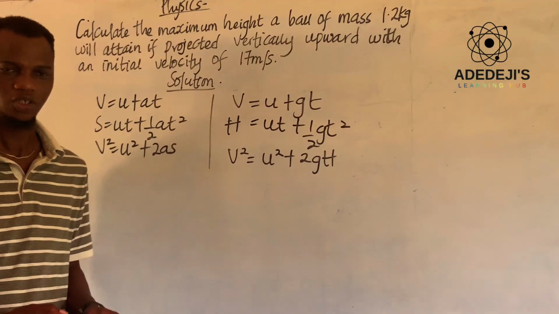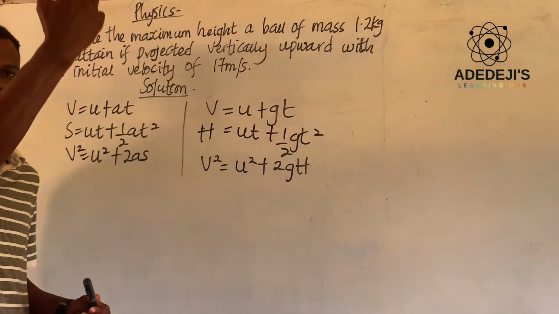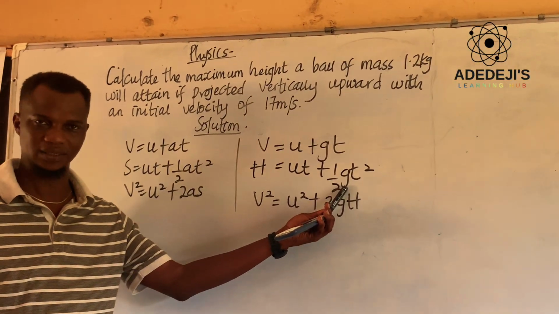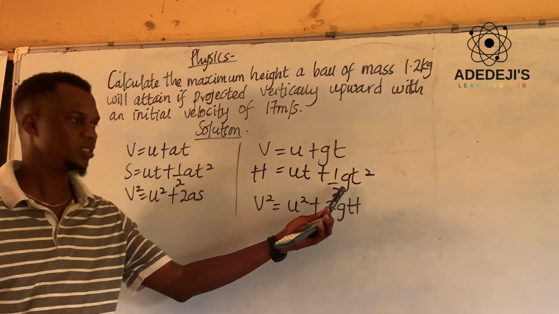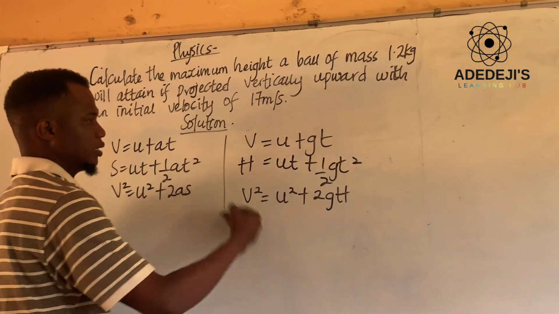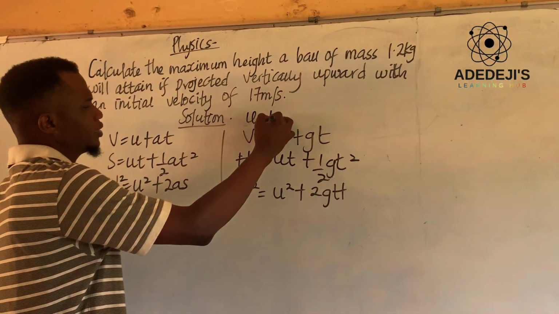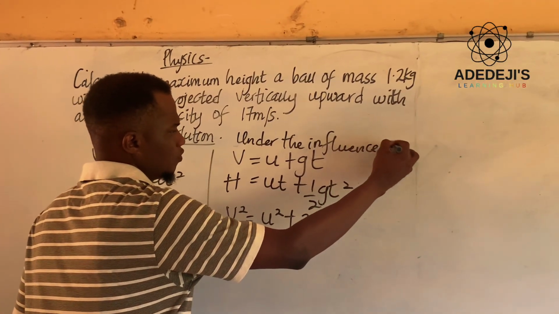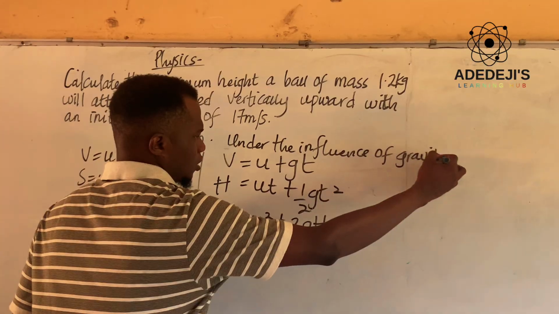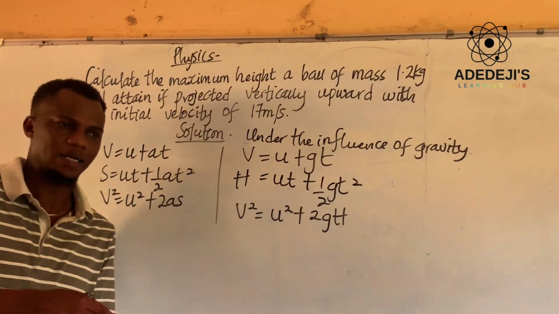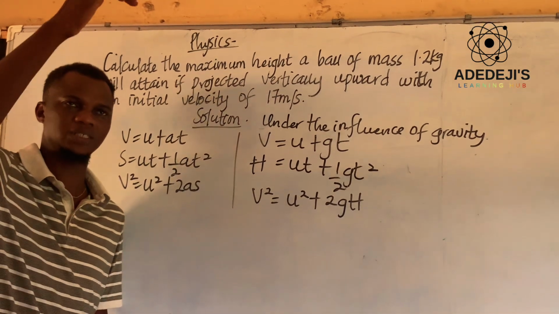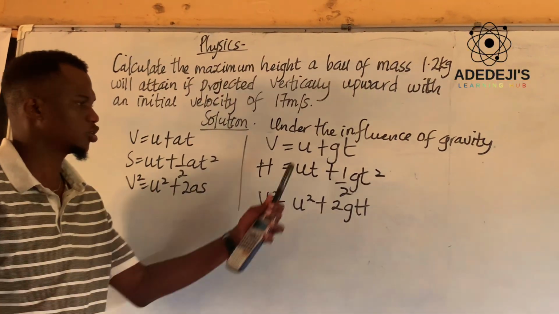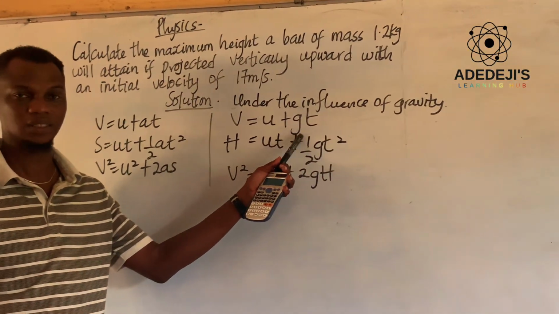Having taken note of this, you should now know that for objects that are going up, they are moving against gravity, the acceleration is negative. I mean, the acceleration due to gravity is negative. So this equation here holds for objects under the influence of gravity. Please take note. What do I mean? That is objects that are thrown down. For instance, somebody is at the top of a building and throws something down. This equation holds for it because the acceleration due to gravity will be positive.